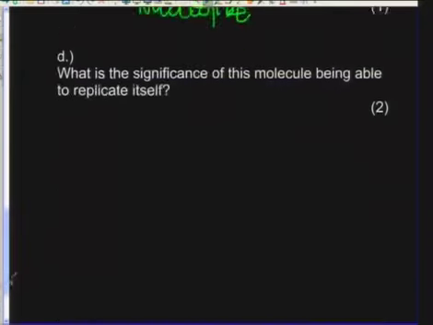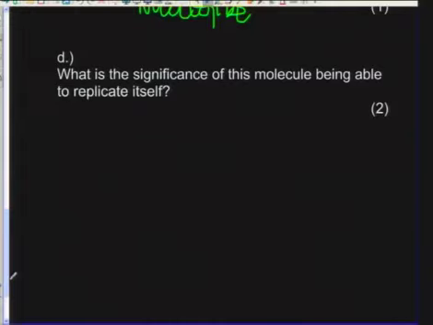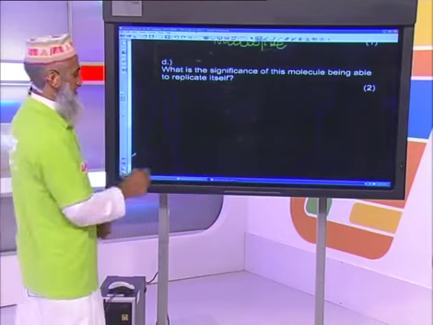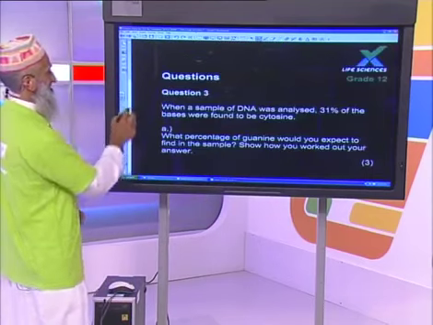Okay. What is the significance of this molecule being able to replicate itself so that the daughter cells have the same chromosome number and the same DNA as the parent?